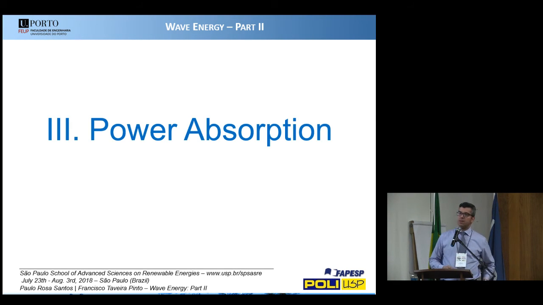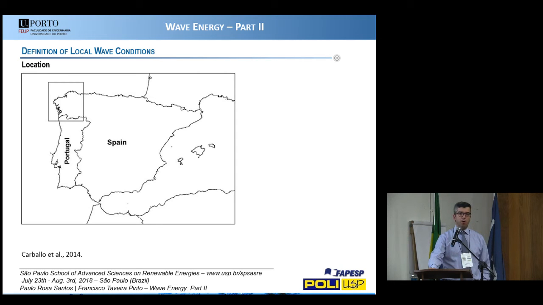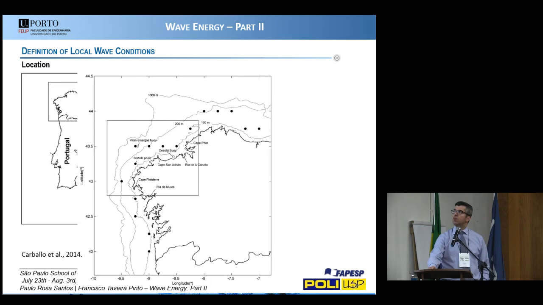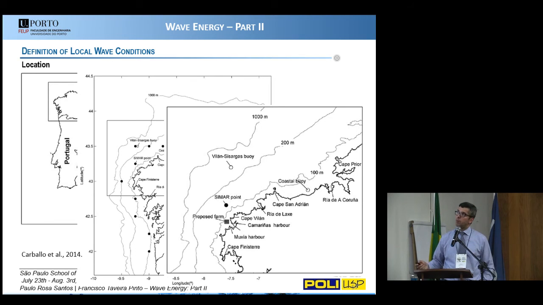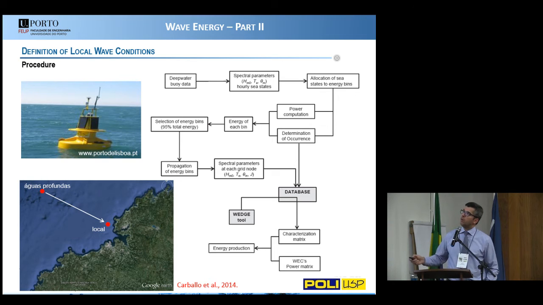So regarding the power absorption, how can we assess the power that is harnessed by a specific technology? First, it's important to characterize the wave resource. So we should characterize the region in terms of offshore wave conditions, in terms of bathymetry, and then propagate the conditions from offshore till the location of interest using proper numerical models. In this case, the location is here, okay? So we have deep water wave conditions. We should be able to propagate the conditions offshore till the shore, in order to characterize the wave resource in the place of interest.